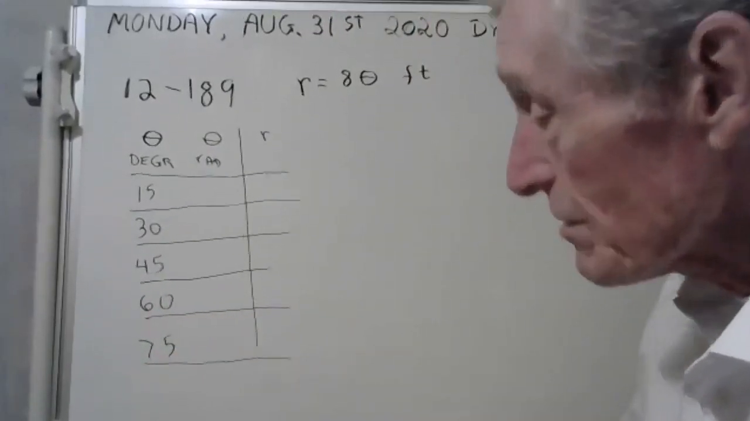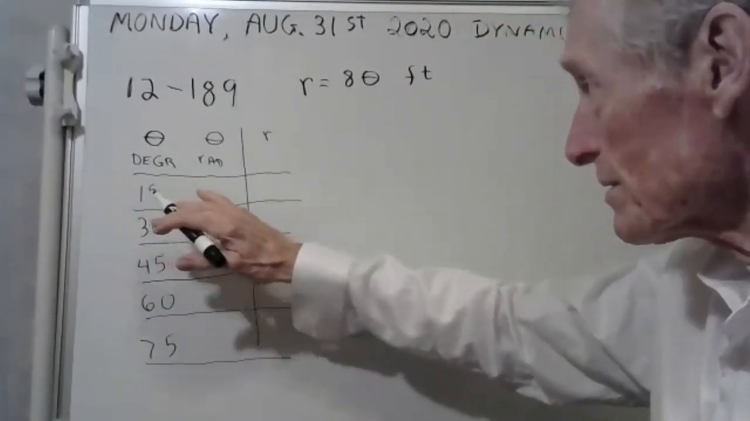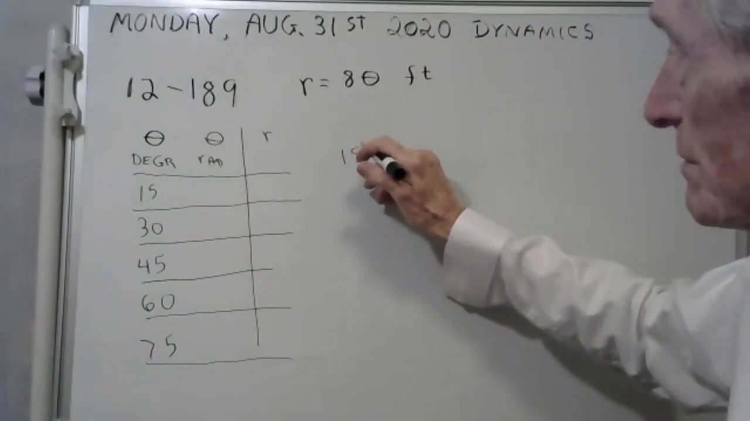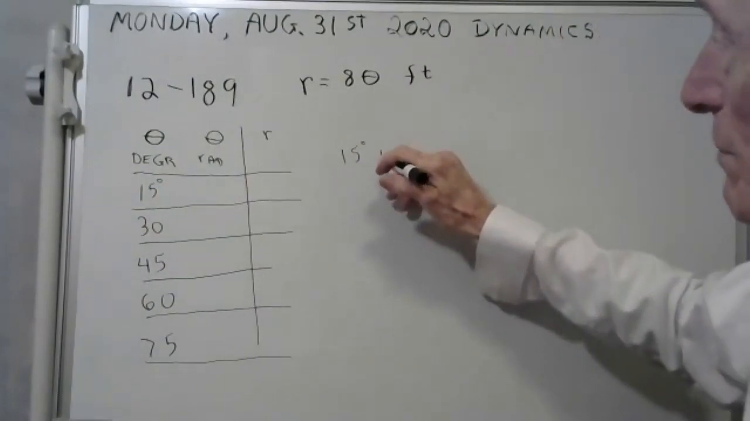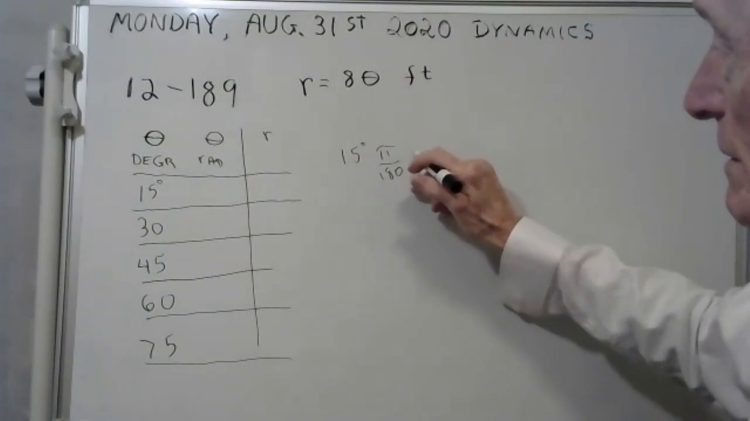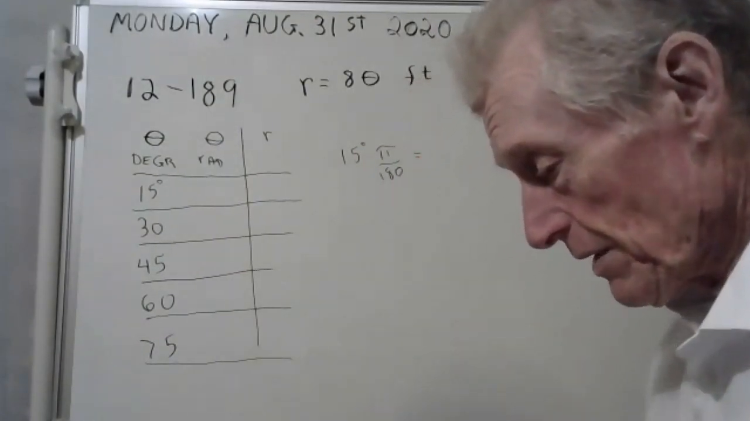Okay. But see, we need radians. Now, how do you get from degrees to radians? Well, 15 degrees. See, these are going to be degrees. You multiply by pi over 180, and you will get the radians.